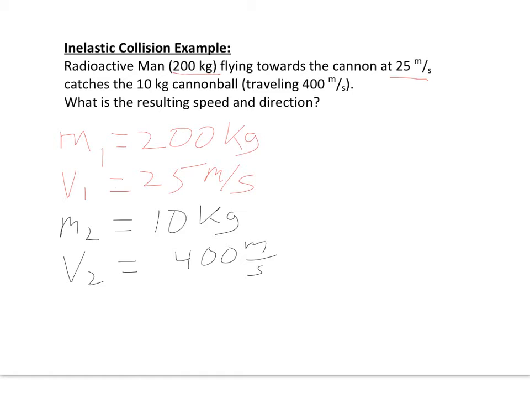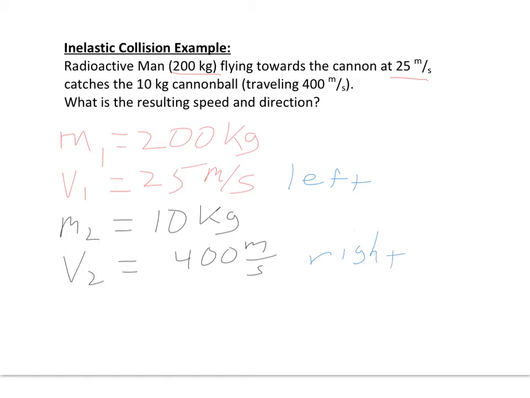Now, this is one of the most important parts of the problem. If I look at my information, specifically the speed of radioactive man and the speed of the cannonball, I can see that the speed of the cannonball is greater. So the only way that radioactive man is going to be able to catch this cannonball is if the two objects are going in opposite directions. It doesn't really specify which way is which, so I'm going to make the decision. I'm going to make radioactive man traveling to the left and the cannonball traveling to the right.